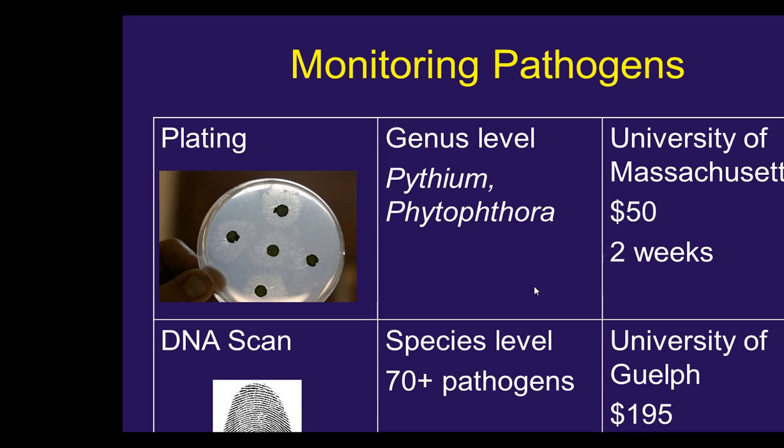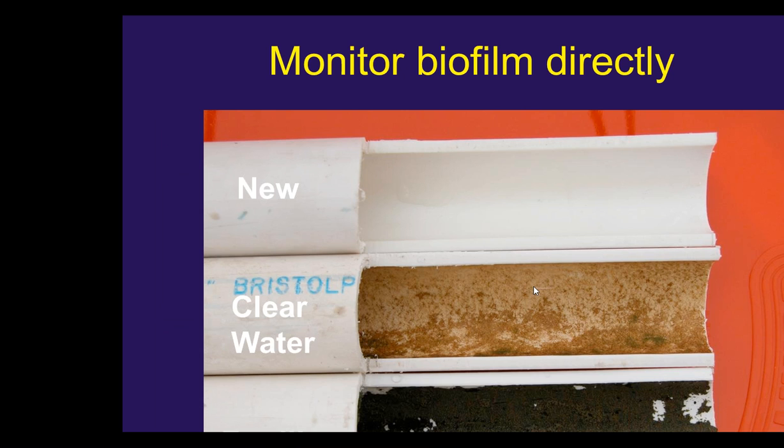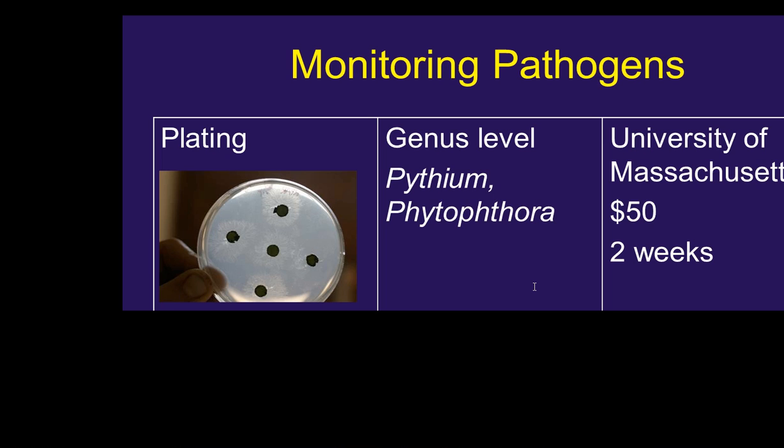And an example of a lab that does that is the University of Guelph for $195 per sample. And the return time is 1 week. So these are just examples of labs that we have worked with in the past, but I'm sure that if you ask around on your cooperative extension services, there's a lab locally that can do the services as well. So try to use those before any other lab.